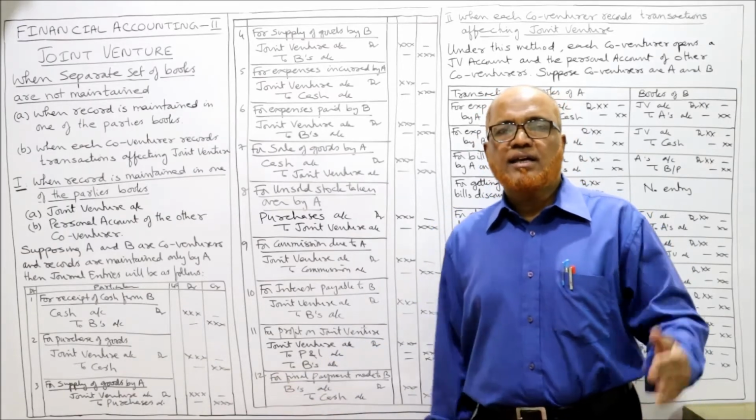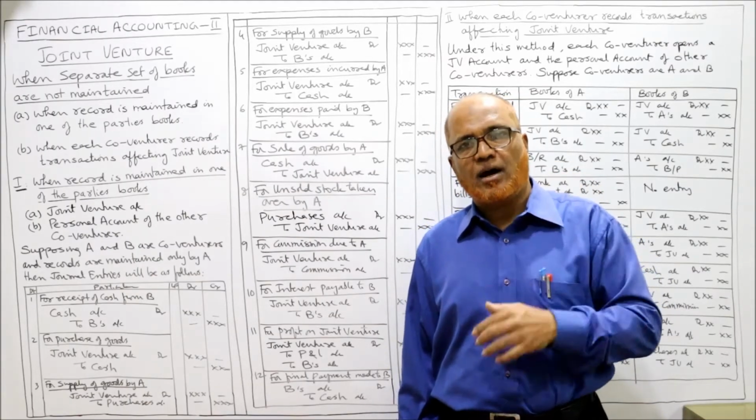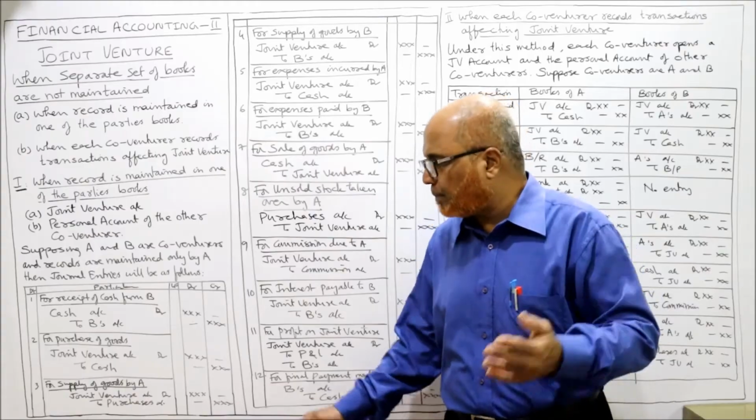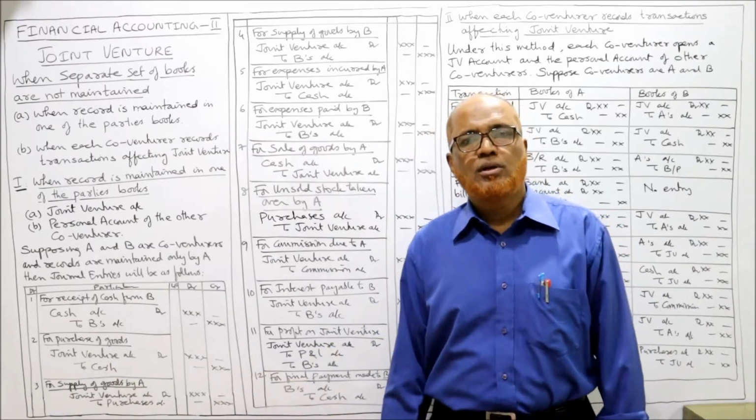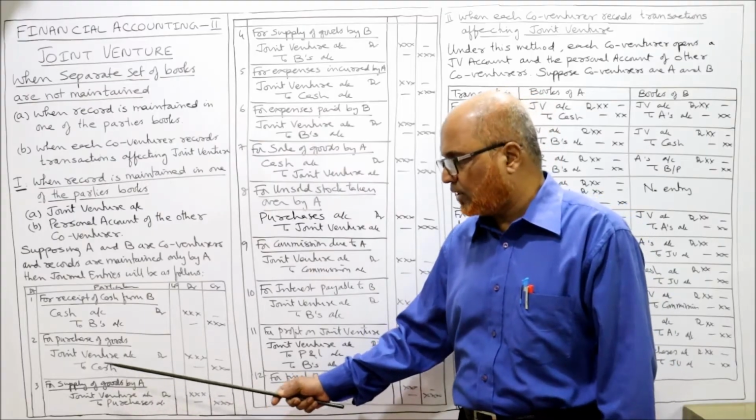So first entry, cash is received from B. Cash account debit to B's account. Second, paid for purchases, purchase of goods. The joint venture account debit to cash, being the goods purchased for joint venture.